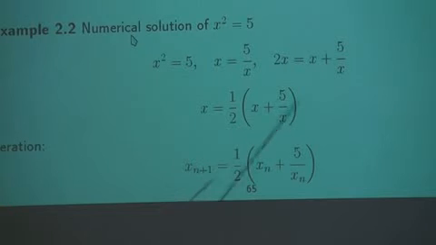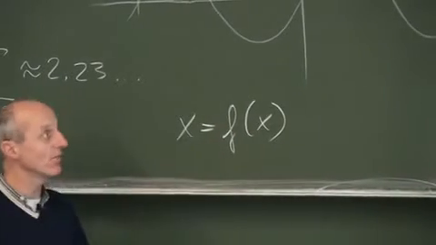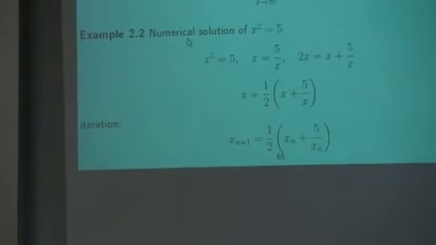And now, what's nice with this equation, here we have an equation of the form x is equal to something. We call such an equation a fixed point equation. Why? Because it has the form x is equal to some function f of x, and you know this function f. f is 1/2 times x plus 5 over x.